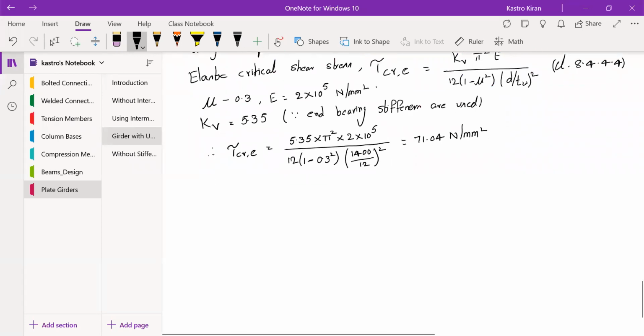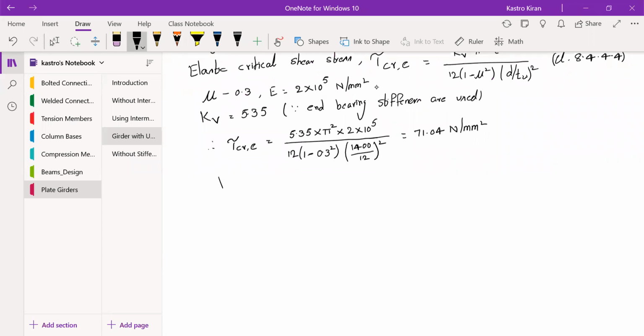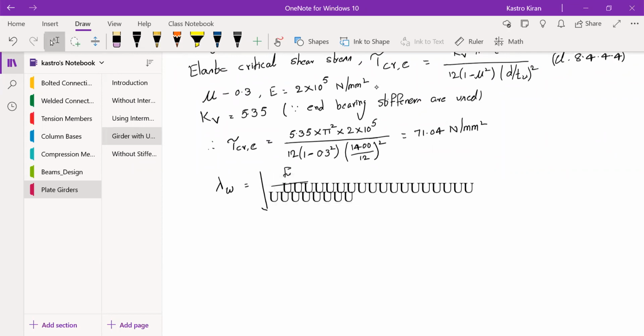From this, you are going to find out the value of the slenderness ratio of web, which is lambda W. If you refer to clause 8.4.4, you'll get this formula. So from the clause, the value of lambda W, that is the slenderness ratio in web, is, just a minute, sorry.